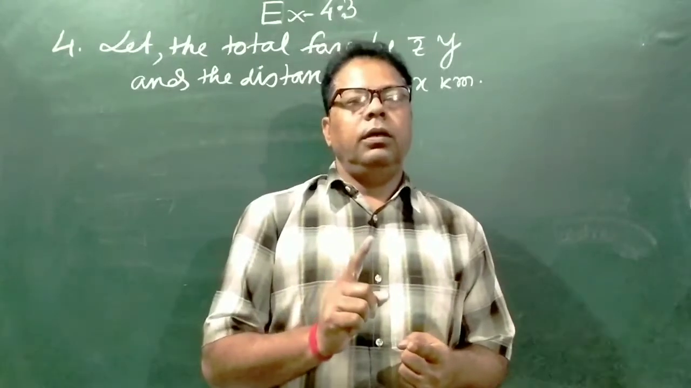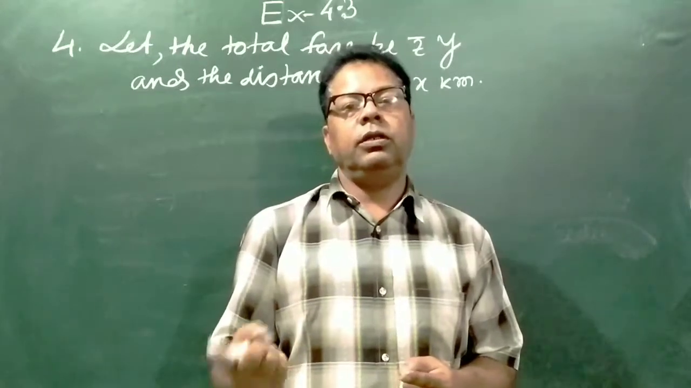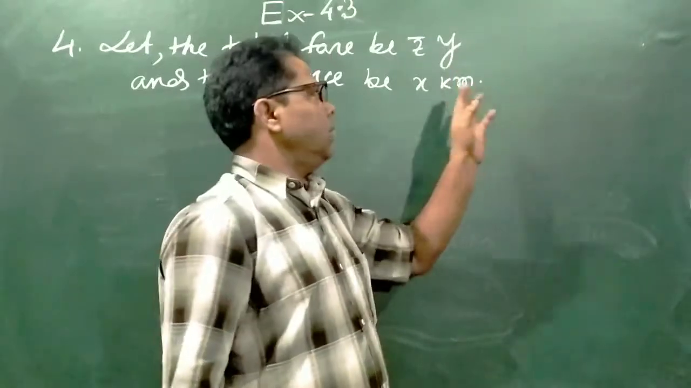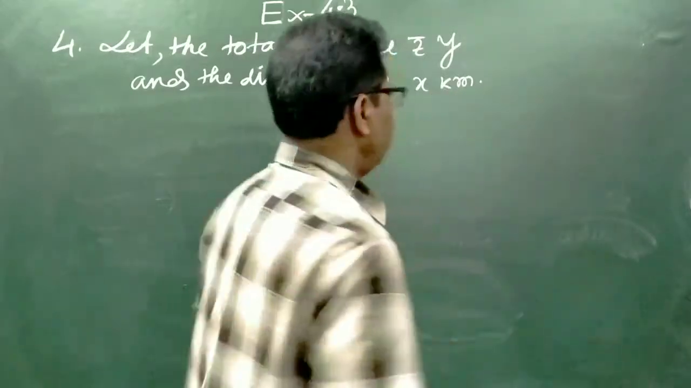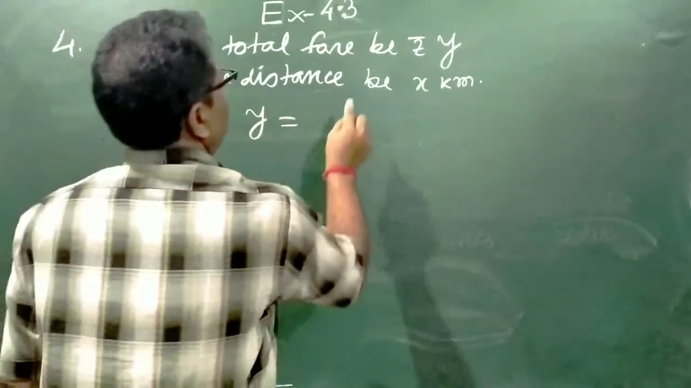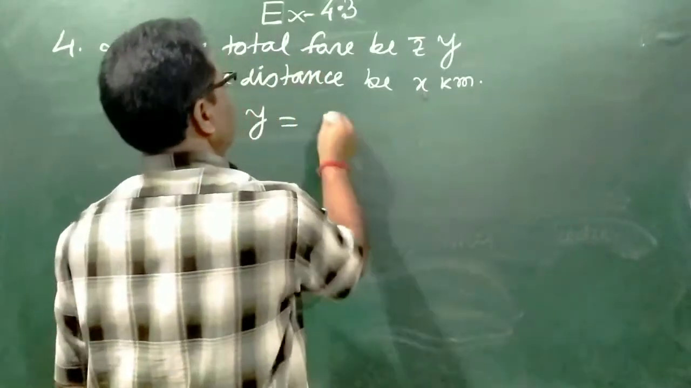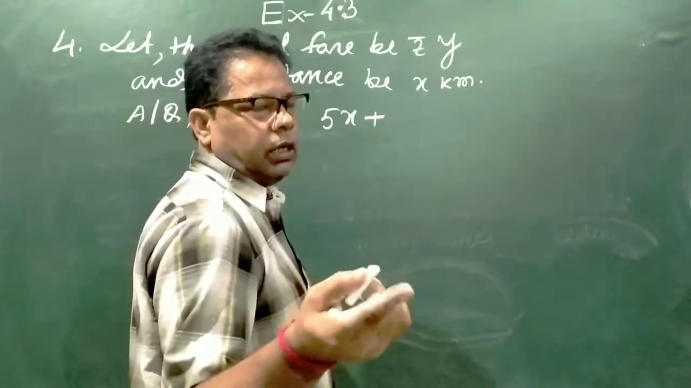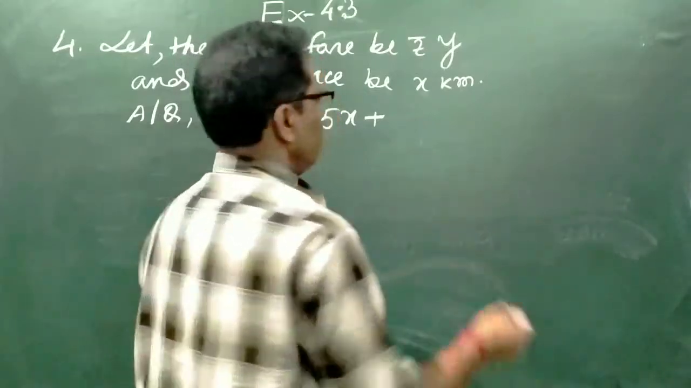If the fare for 1 kilometer is 10 rupees, then the fare for 2 kilometers will be 2 tens, 20 rupees. Like this, if the total fare is y and per kilometer is 5 rupees, then for x kilometers it is 5 into x, 5x. Therefore, according to the question, for each kilometer 5 and distance x kilometers, that is 5x, and for the first kilometer 8 rupees. Then how many rupees extra are taken? Per kilometer is 5 rupees, but for the first kilometer 8 rupees, so there are 3 rupees extra.